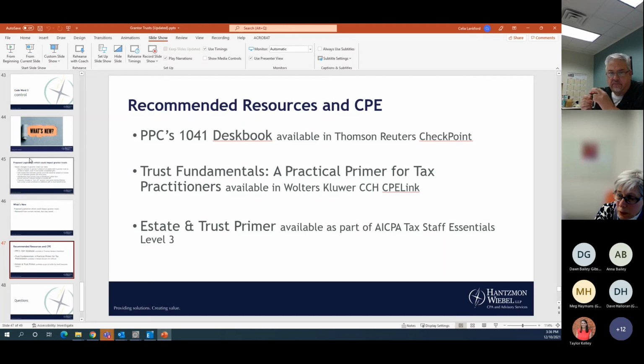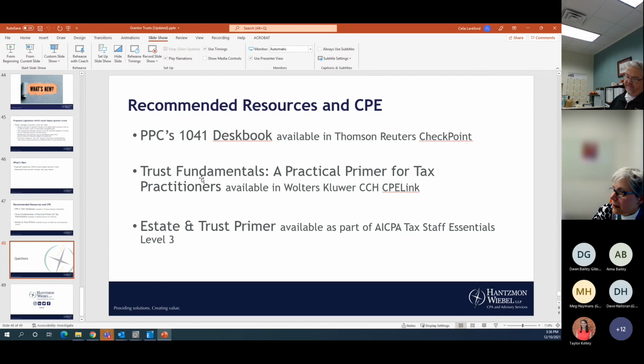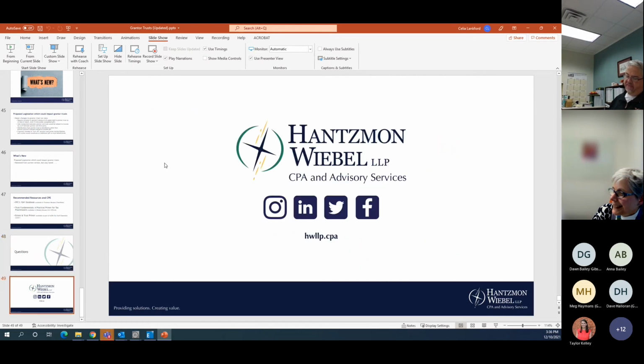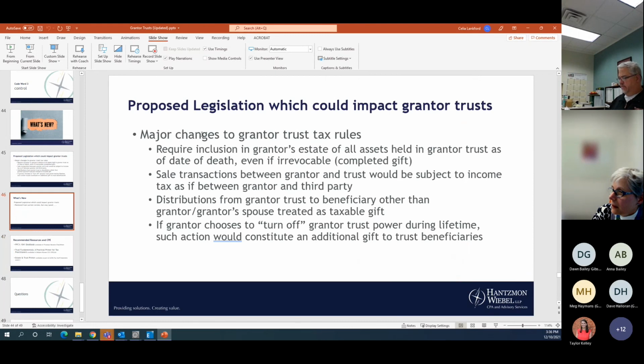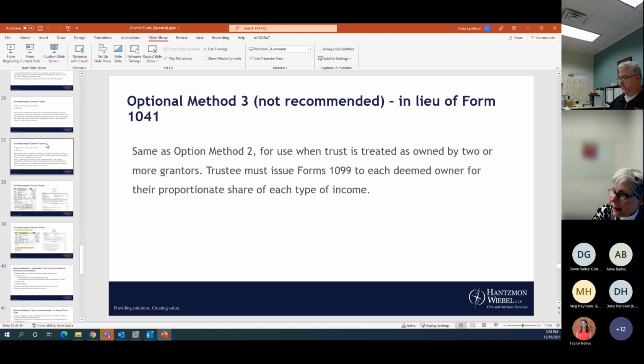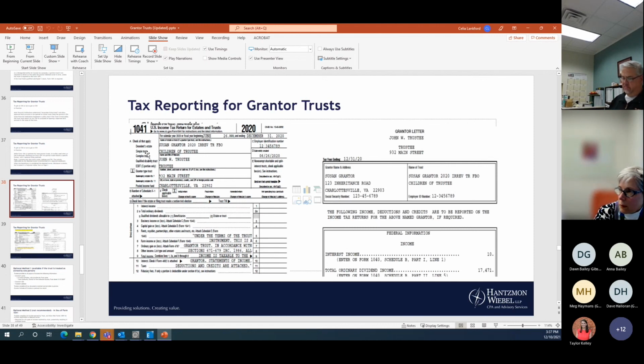I would like to open up for questions about how trusts work, and if we have any practical examples. This is a pretty quick way of going through it, and I think there are some opportunities if you need some information. I would like to know, have any of you had experience doing one of these? I'm going back to the 1041.